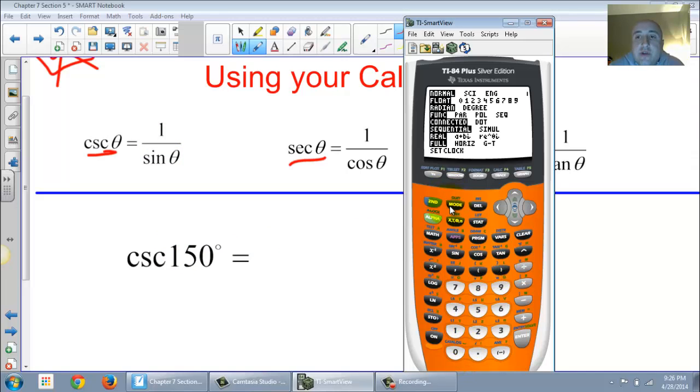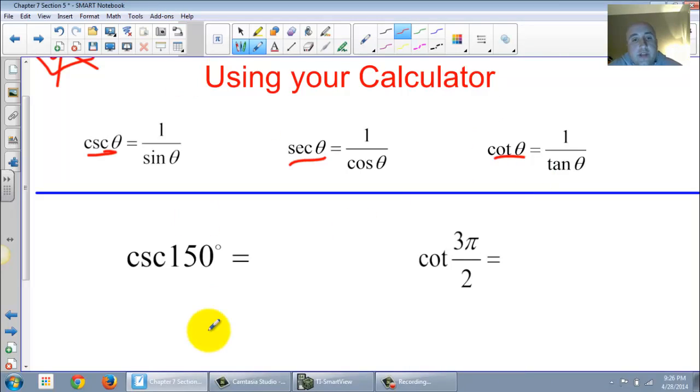Now, first I have to make sure my mode is correct. If you look, my calculator is in radians, so I need to make sure we're in degrees before we hit enter. Okay, so there we go. I'm in degrees now. So 1 over sine of 150 degrees is 2. So my answer to this problem is 2.